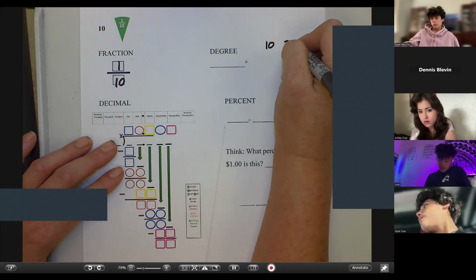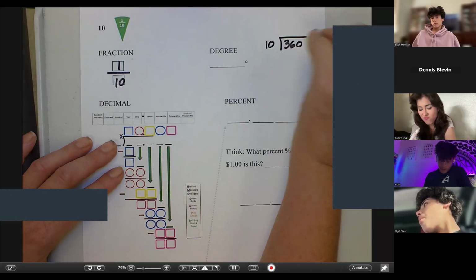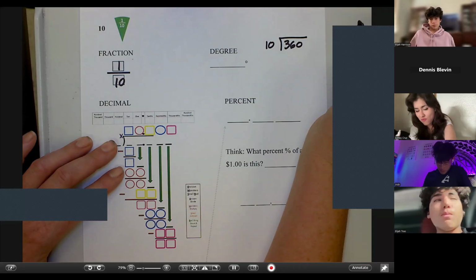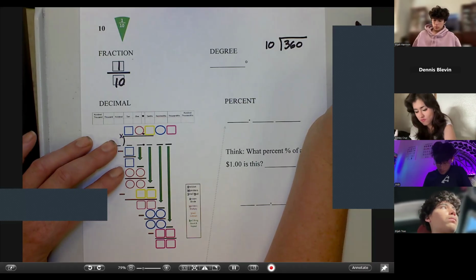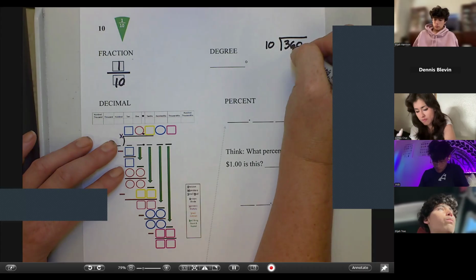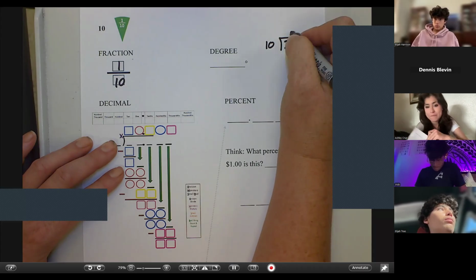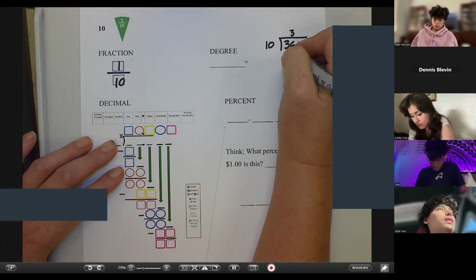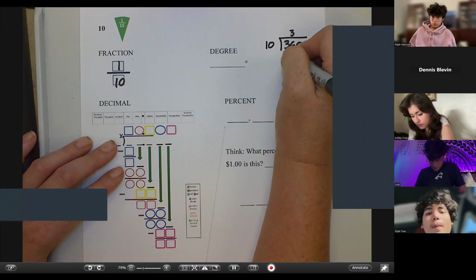10 goes into 360. 10 doesn't go into 3, but it goes into 36, 3 times. I want to see this math in the corner.